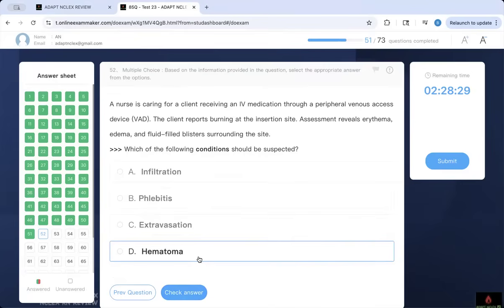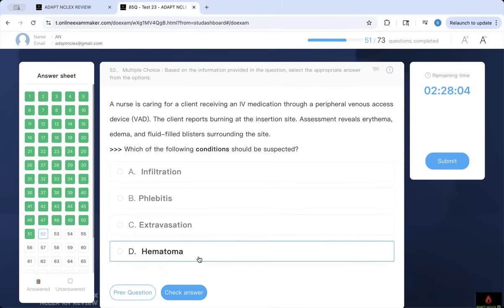And next is caring for a client receiving IV medication through a peripheral IV access. The client reports burning at the site. Assessment reveals there's erythema, redness, and then there's fluid-filled blisters around the site. This is not normal, as you can see. IV therapy. Which of the following conditions should the nurse suspect?